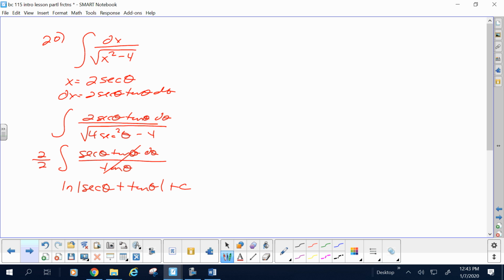And now we have to sub back, yeah? So, if x over 2 equals secant of theta, then theta is an angle. x is what? What's the ratio of sides for secant? Hypotenuse to adjacent. So hypotenuse is x, adjacent is 2. Means that opposite is the square root of x squared minus 4.